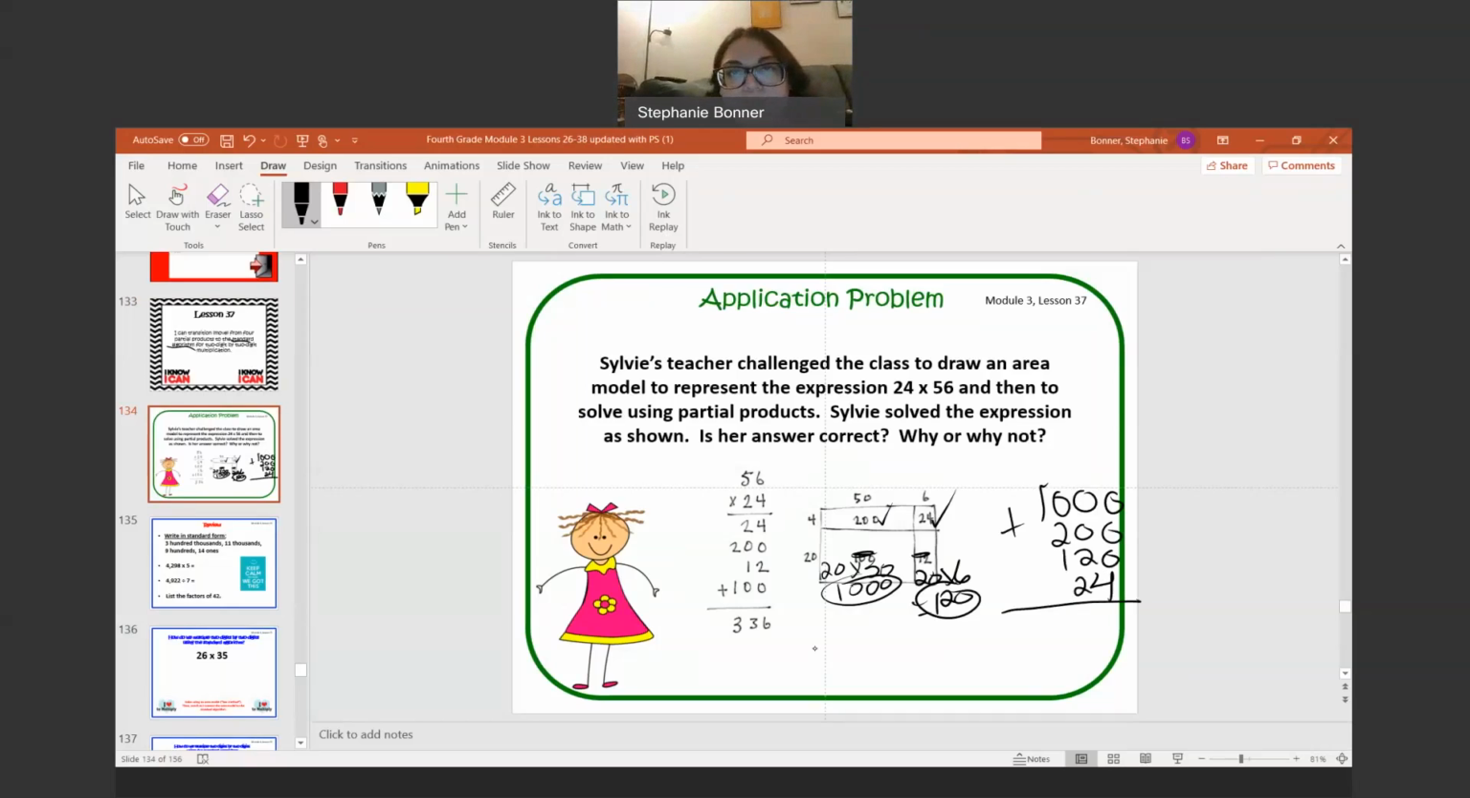0 plus 4, 4. 2 plus 2, 4. 2 plus 1, 3. 1 plus 0, 1. So we actually found the answer 1,344 if we added those correctly. There's always a chance we didn't. So let's move along.